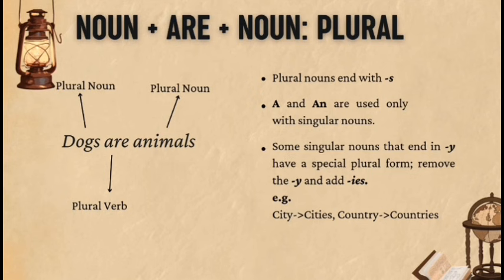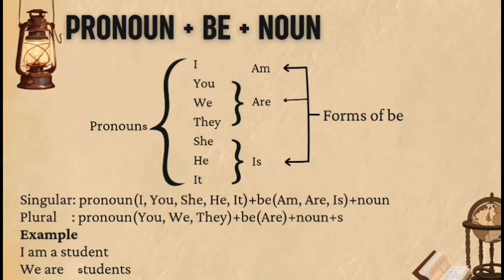Some singular nouns that end in y have a special plural form. Remove the y and add ies. For example, city: remove the y and add ies. City, cities. Country, countries.